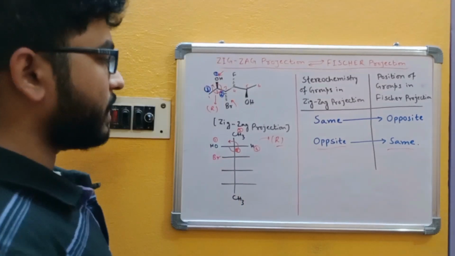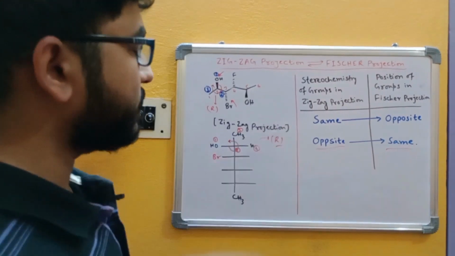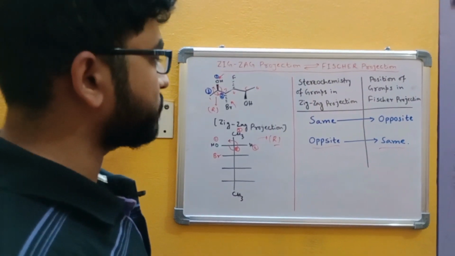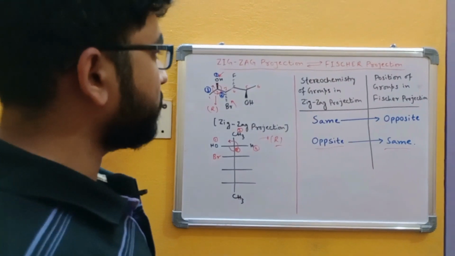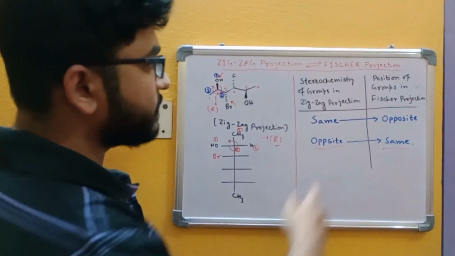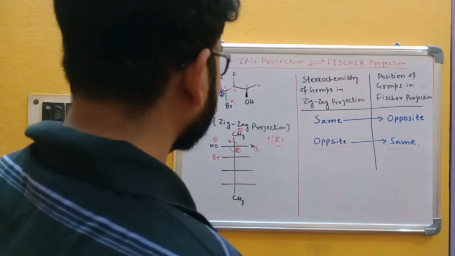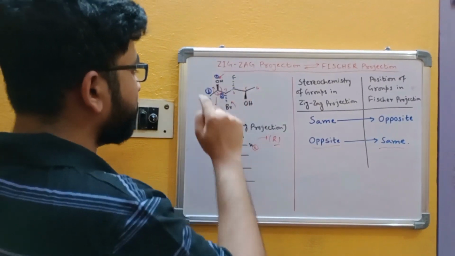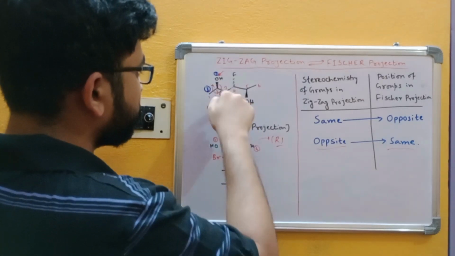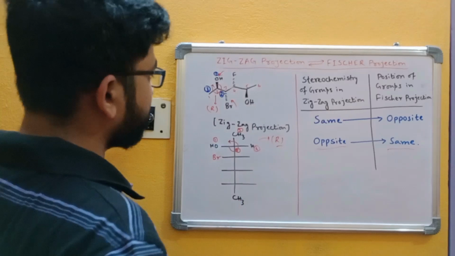Again I repeat that in this trick it is said that if 2 adjacent groups are opposite in zigzag projection, then those 2 groups will be on the same side in Fischer projection. So here we see that this OH is above the plane and this Br was below the plane, that is two groups with opposite stereochemistry.